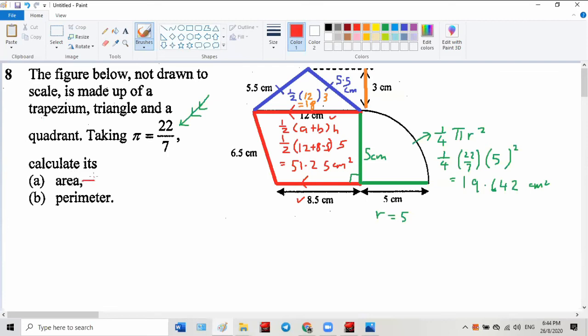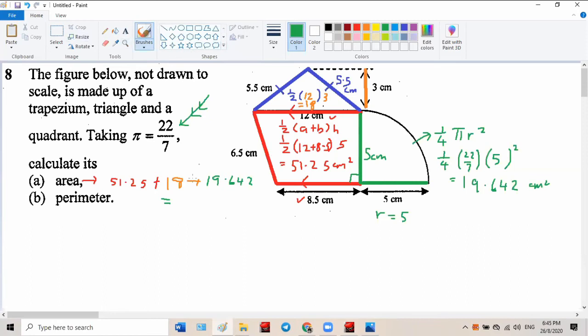See, calculate the area. What must we do? We add the trapezium one, 51.25, plus the blue triangle one, which is 18, plus your quarter circle, which is 19.642. And that should be the answer. And give it to me in 3SF. Give the answer first, then we round to 3SF.